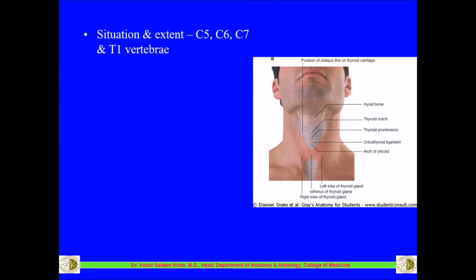Coming to the situation and extent, it will be extending from the 5th to 7th cervical vertebrae, as well as up to the T1 vertebra, that is the first thoracic vertebra. You can question here, why C5, C6, C7, why not C8? Because as you know, there are only 7 cervical vertebrae, but when it is nerves, it can be C8. Here, because we are talking about the vertebrae, there are only 7 cervical vertebrae, C5, C6, C7, as well as the T1. So these are the levels at which this thyroid gland will be present, from C5 to T1.